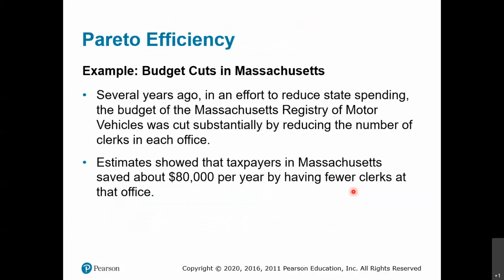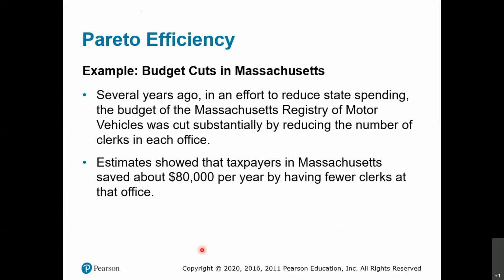So here we go. Years ago, the Commonwealth of Massachusetts decided that they wanted to save money. So what did they do? They laid off clerks at the DMV. Yippee. And one office saved Massachusetts taxpayers $80,000 a year, having fewer clerks.